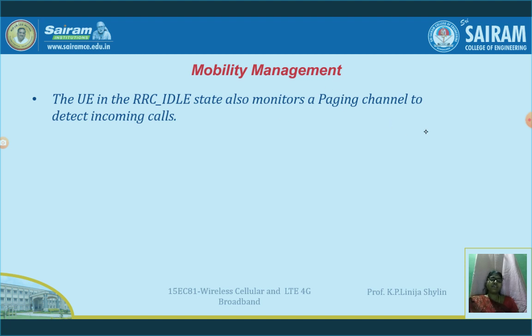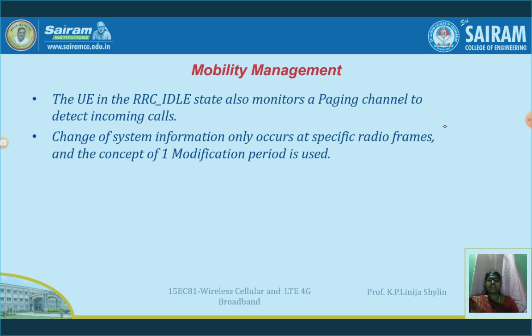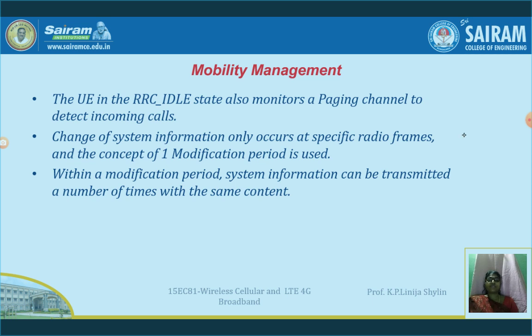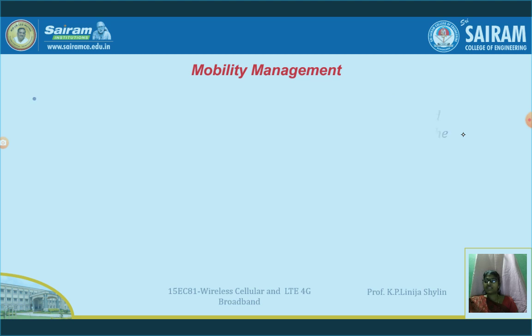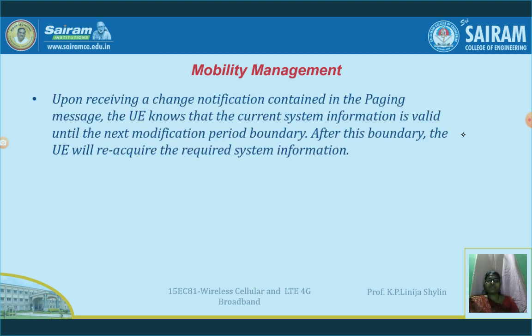Already we studied in the cellular network how paging is used. The same concept is used in LTE also. Next, the change of system information occurs at specific radio frames, that is, the modification period is also used. Next we will see the transmission: system information can be transmitted a number of times with the same content. Next we will see receiving a notification contained in the paging message.